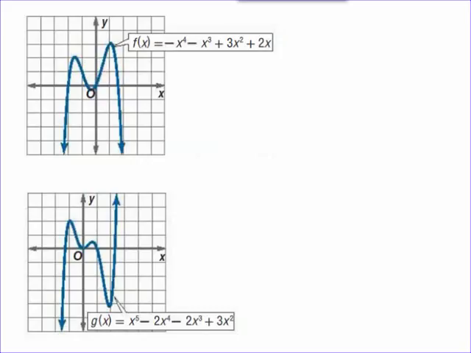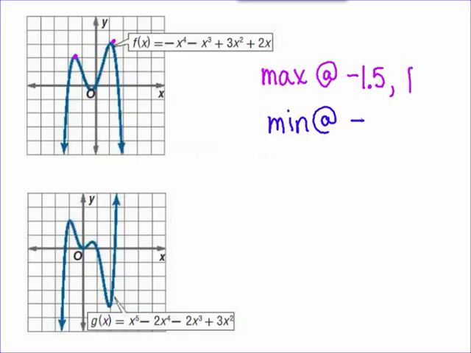Okay, here. Do you have a max? Yep. Actually, we have 2. We have one here, and we have one up here. Where does it look like the first one occurs? Negative 1.5. Where does the second one occur? 1 or a little bit after. Okay, what about a min? Min at negative 0.5, negative 0.25, something close to that.